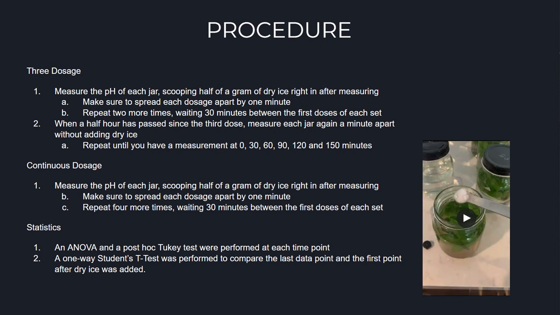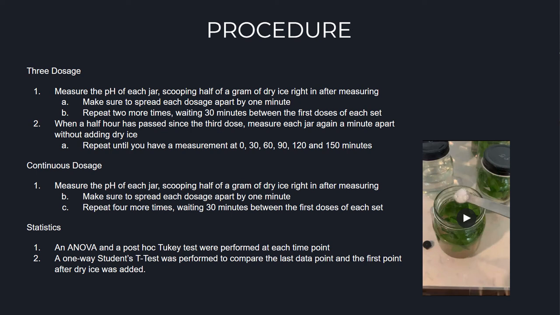The second experiment tested water acidification with 3 doses of carbon dioxide. The jars were washed and prepared again. The pH of each jar was measured. Following the first 3 measurements, 0.5 grams of dry ice were sprinkled on the water and the jars resealed. The pH was then measured at 120 and 150 minutes without an addition of dry ice. The final experiment was similar, but dry ice was added after every measurement.